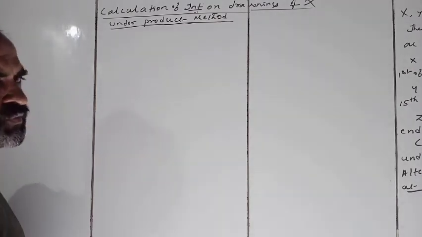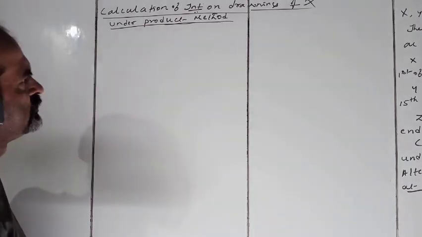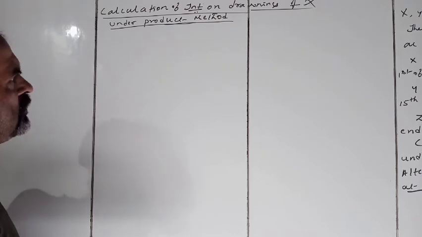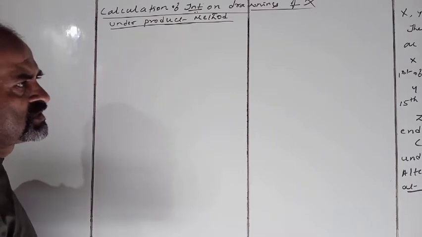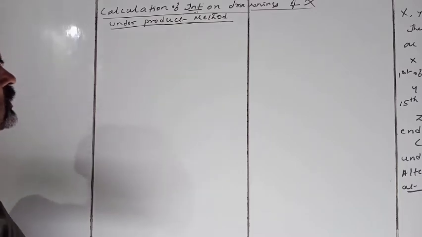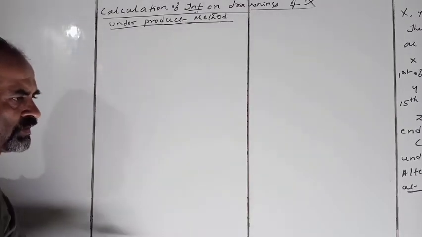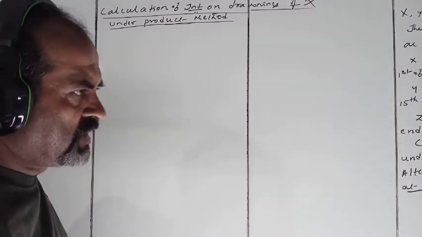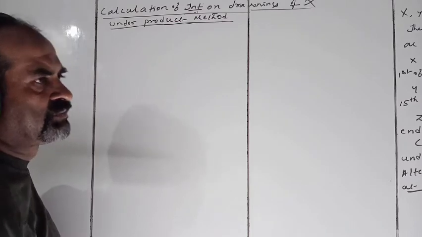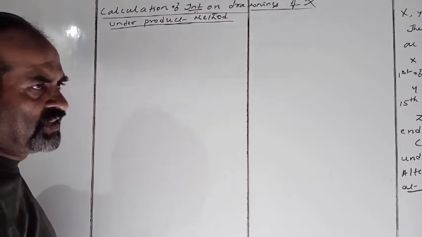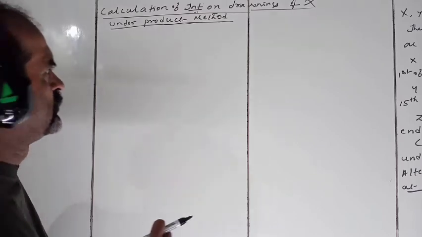Prepare the table with 4 columns. The first column is the date, the second column is the amount in rupees, the third column is the period in months, the last column is the total product in rupees. You know the table.